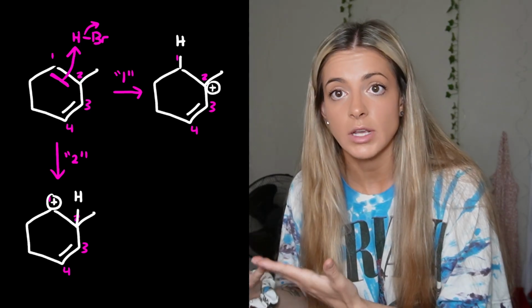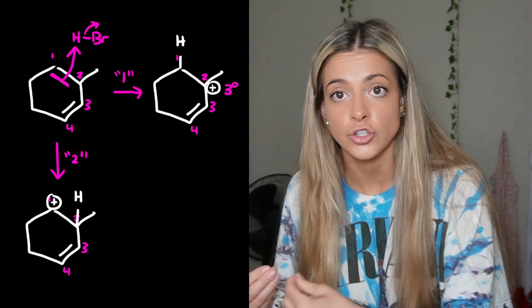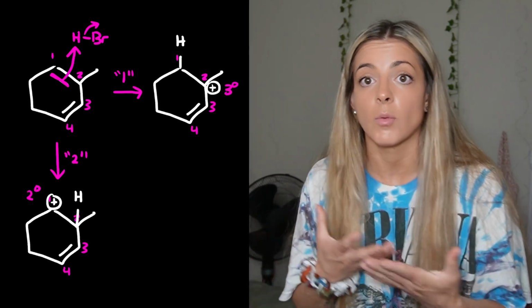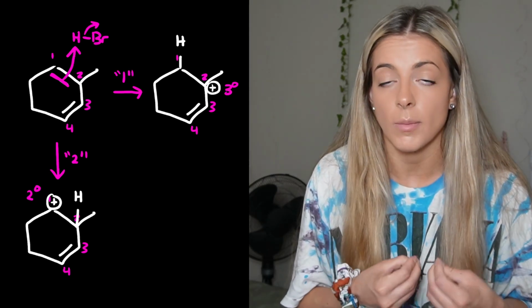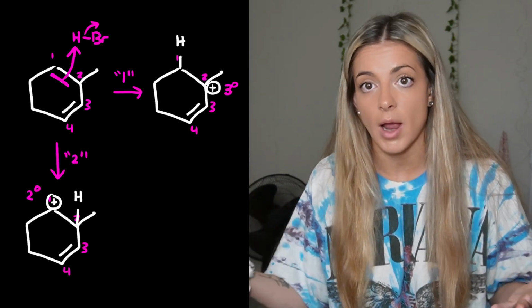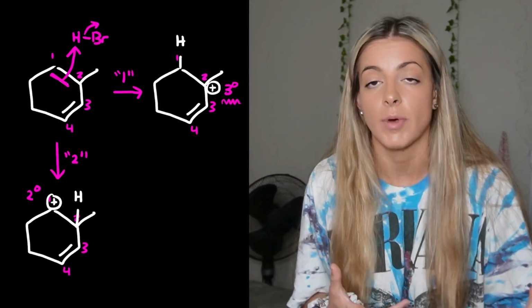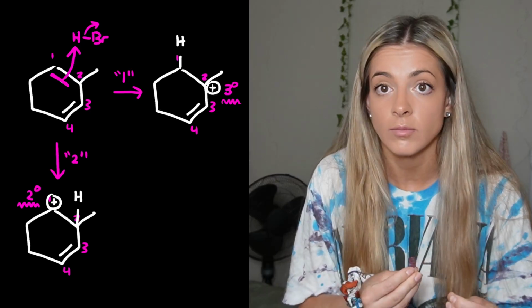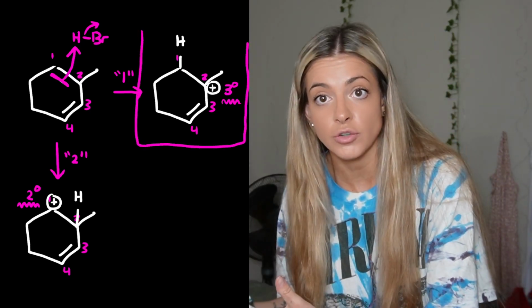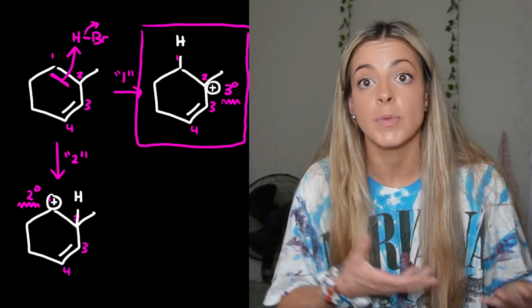When carbon number 2 is cationic, it is a tertiary carbocation. When carbon number 1 is positively charged, that means it is a 2° carbocation. Which one is more stable? Well, 3° is more stable than 2°, which is more stable than 1°. So when the double bond flicks out and grabs the hydrogen from carbon number 1, it leaves a more stable tertiary carbocation. So that pathway would be more favorable.